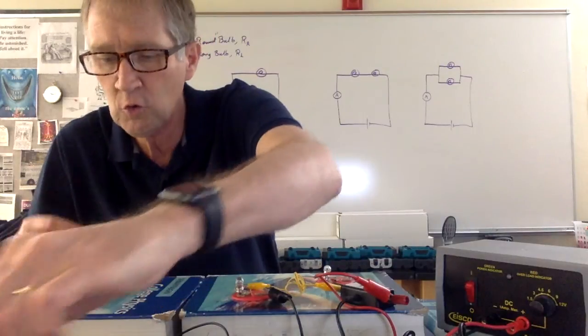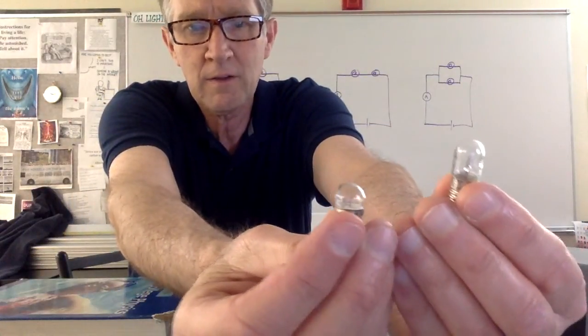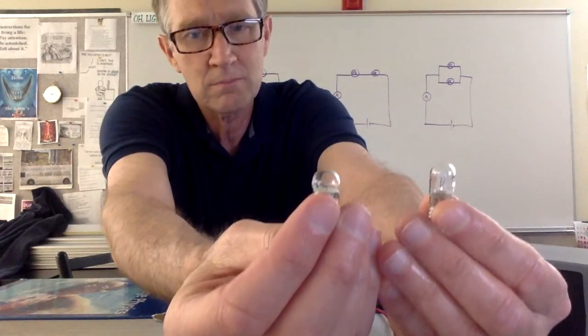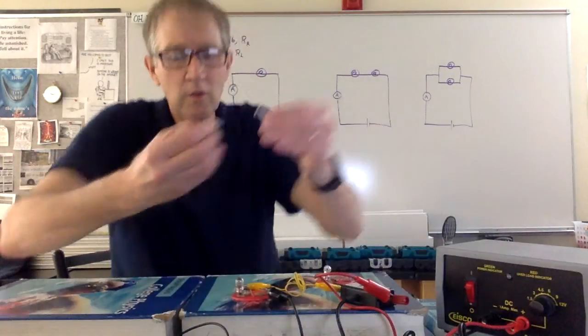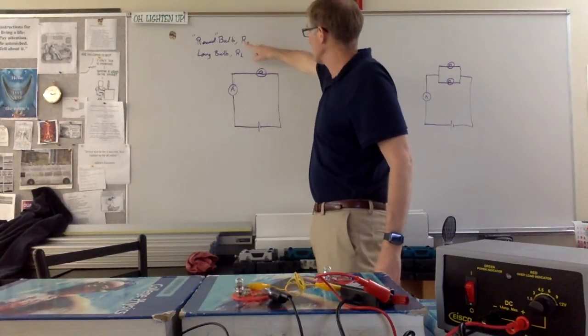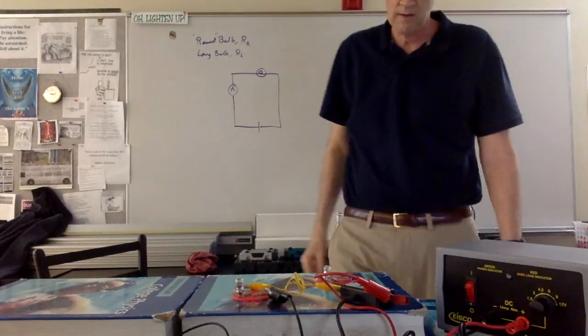So we're going to use two different types of bulbs. I'll hold these up front. See the little squat one right here? I call that the round bulb, just because. And this one's longer, so I call it the long bulb. So when you are collecting your data, just identify those as the round bulb and the long bulb. I use R for the resistance with subscript R for round, and R for resistance with subscript L for long.